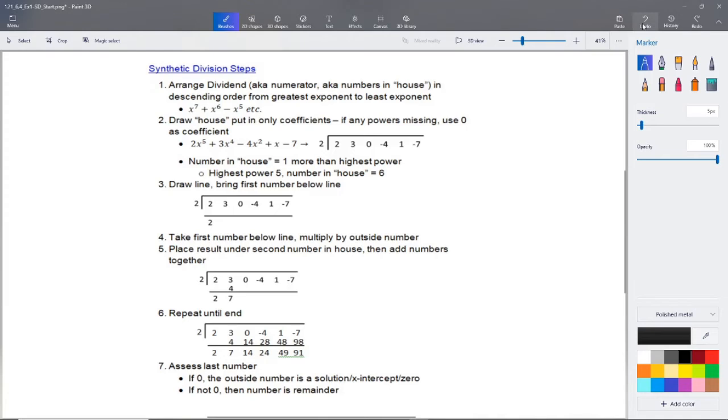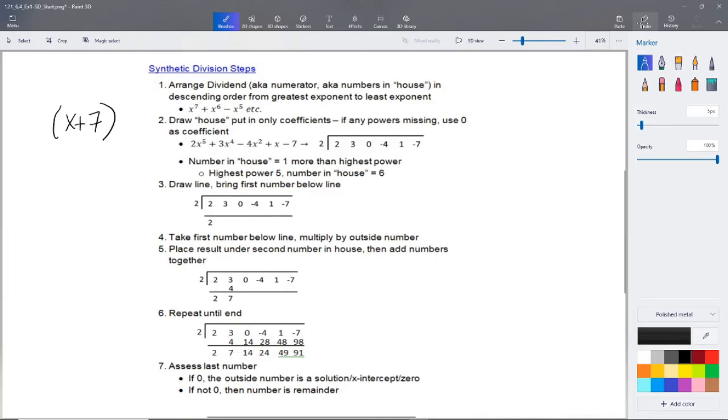That's another thing that we need to talk about, which is what goes on the outside of the house. Essentially, it is one number, and it depends on the form that we're given. If they give us and say, hey, divide x plus 7 into something else, then the number on the outside of our house is the opposite of this plus 7. So again, we see the opposites coming into play here. So the number that we would use would be negative 7.